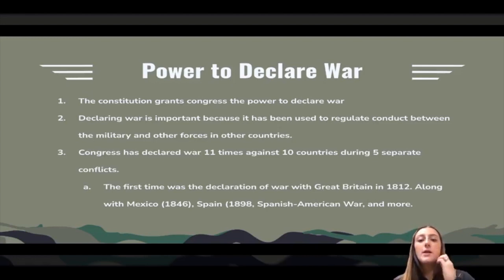Declaring war is important because it has been used to regulate conduct between the military and other forces in other countries. Congress has declared war 11 times against 10 countries during 5 separate conflicts. The first time was the declaration of war with Great Britain in 1812, along with Mexico in 1846 and Spain in 1898, which is also known as the Spanish-American War, and there are many other examples.